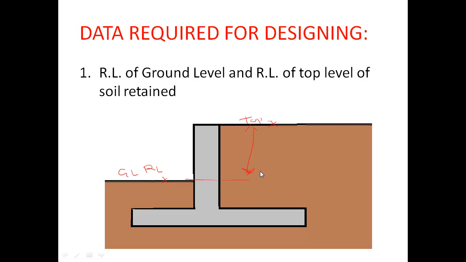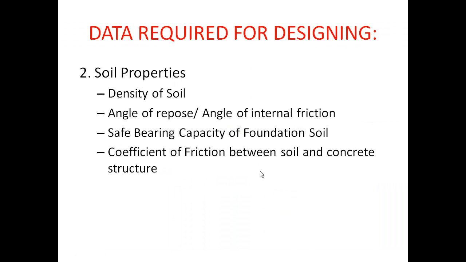Next, we need different soil properties. We need the density of the soil, the angle of repose or the internal friction angle, and the safe bearing capacity of the soil. Safe bearing capacity means the maximum pressure the soil can bear without failure. There are different methods for calculating the safe bearing capacity. You can find them in any standard geotechnical book.